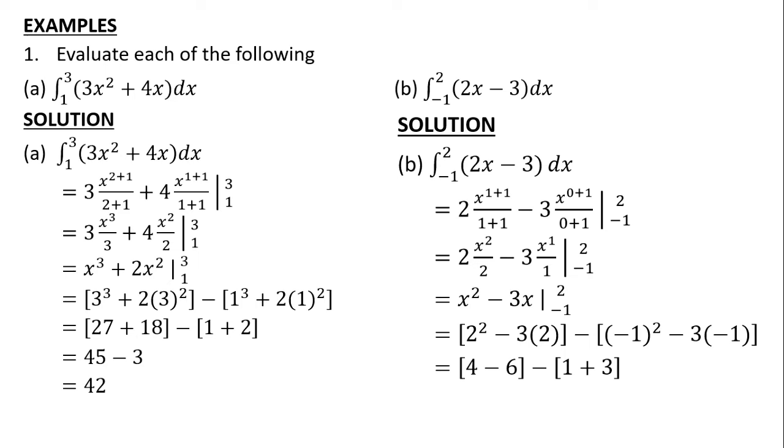So 4 minus 6 will give us a -2. 1 plus 3 is giving us a 4. And then we have a negative, so we have -2 minus 4, which will give us a -6. Like that.